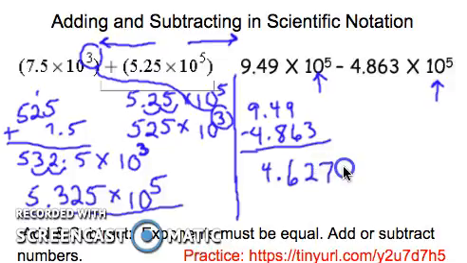But keep in mind, you have to continue to have this exponent here. And like I said before, this makes it pretty easy because it is 10 to the 5th originally. And the decimal point is in the correct place. So that will help you there.